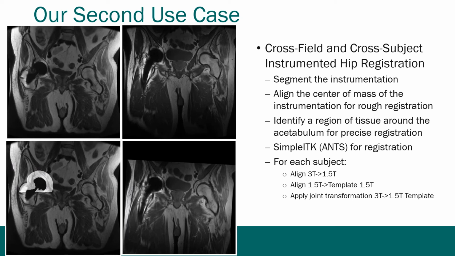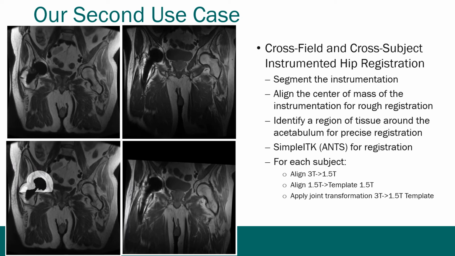And then for our cross-field and cross-patient comparison, we put together a workflow where we would align the 3 Tesla image for a patient to the 1.5 Tesla image of that patient, and then align that 1.5 Tesla image of the patient to the template 1.5 Tesla image, and then finally apply that joint transformation of the 3T to the 1.5T, and then from the 1.5T to the template, to get that 3T image into the template space.